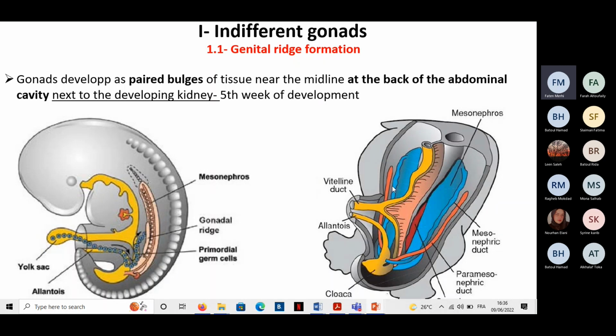And next to those kidneys, on the back side, at the back of the abdominal cavity, this is the abdominal cavity, this is the cavity. On the back of it, we have the kidneys, the mesonephros, and we have those genital ridges. Okay, so those are the future gonads, the genital ridges, which are formed at the back of the abdominal cavity. Is it clear till now?